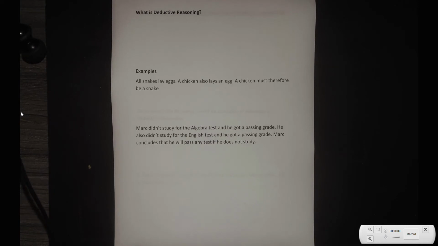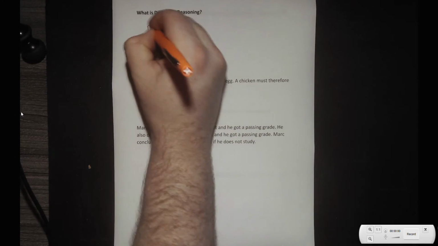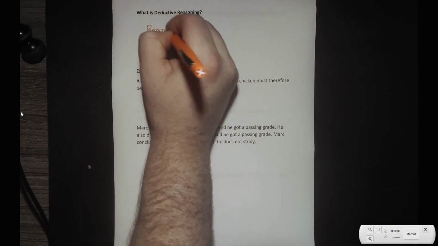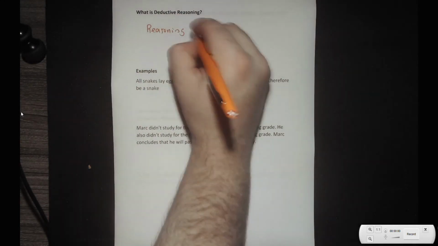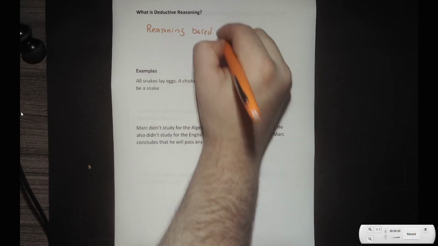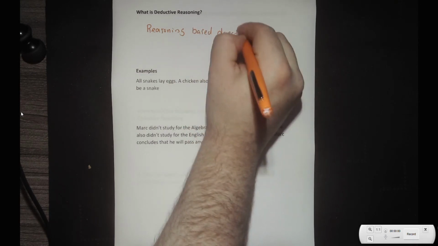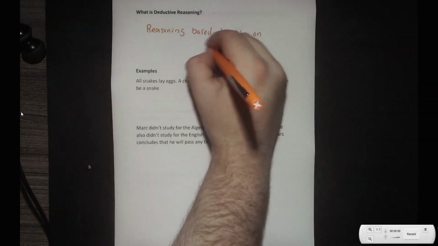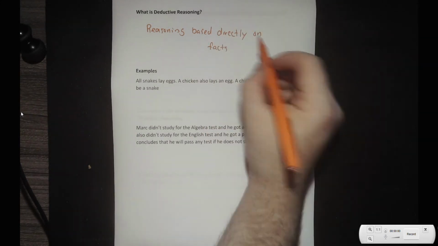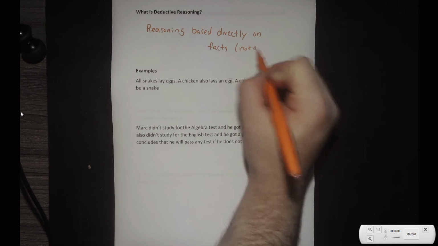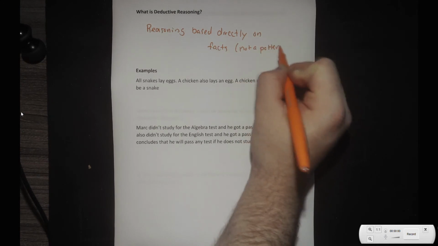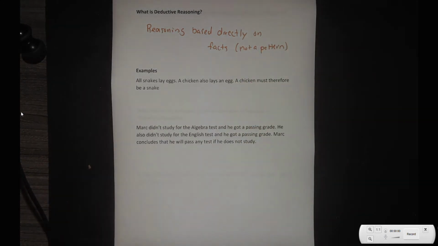Well, the layman's terms is it's basically reasoning based directly on facts. So not a pattern. Which makes it really hard, because depending on how you look at something, it could be deductive or inductive, based on what you're looking at.